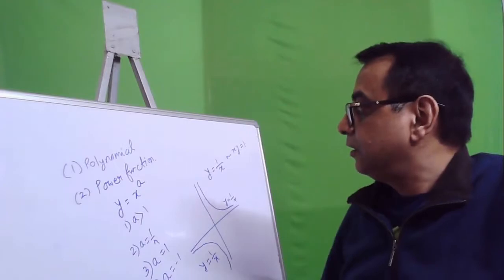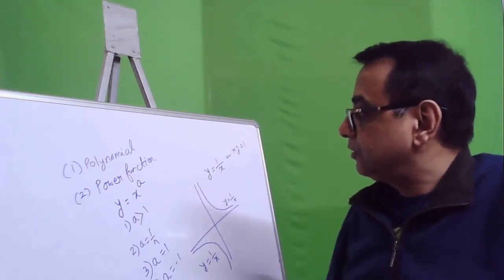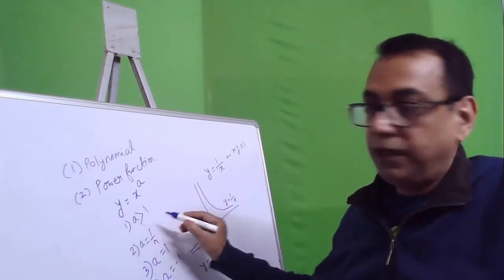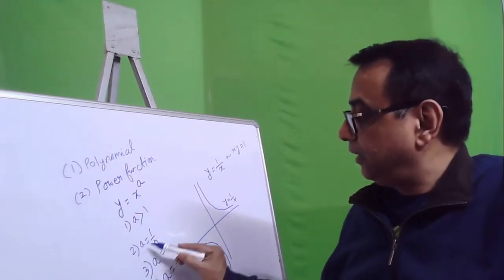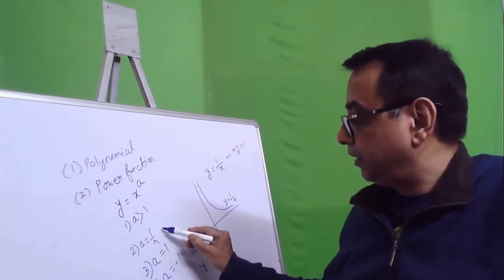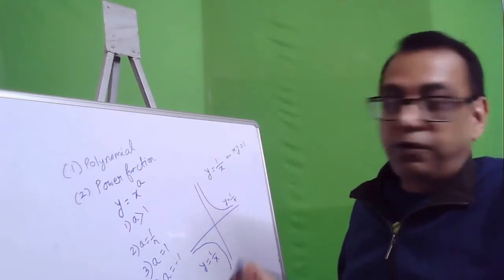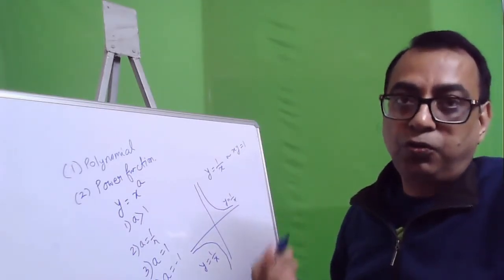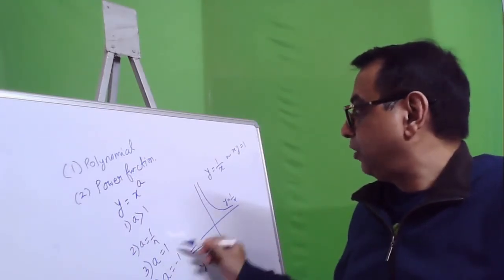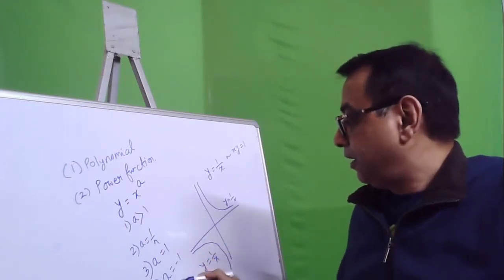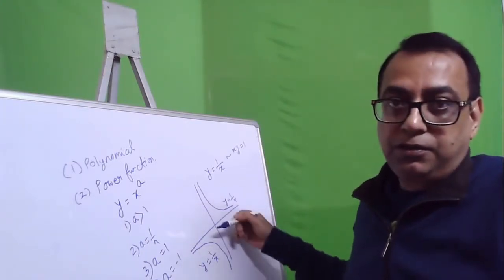So there are 4 types of power functions. First one, a greater than 1. Second is a is equal to 1 by n, where n is an integer, for example, root over x, cube root of x. a is equal to 1 is an identity function, and a is equal to minus 1 is this one.